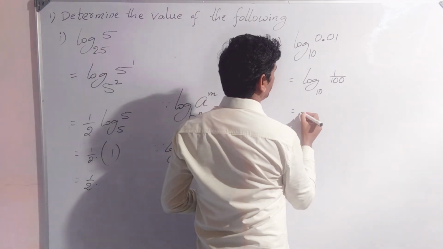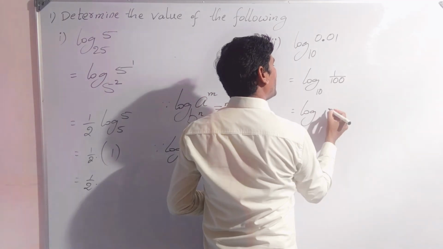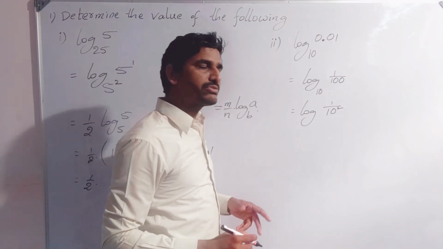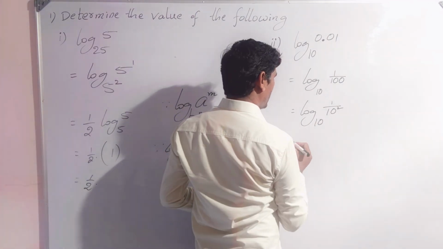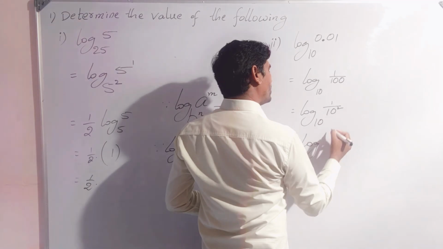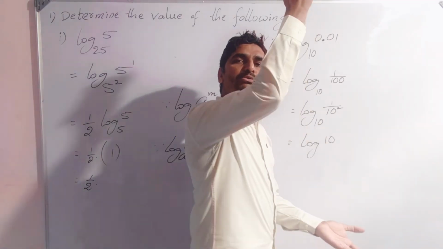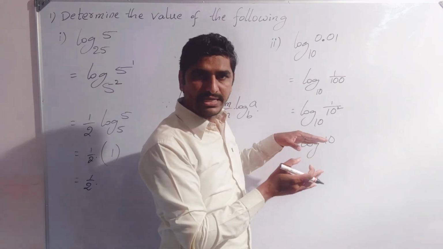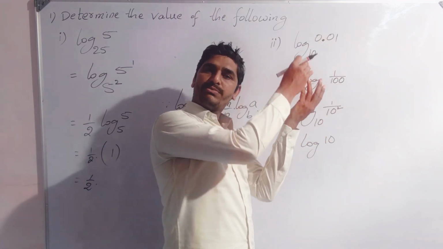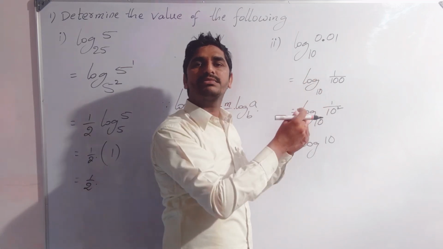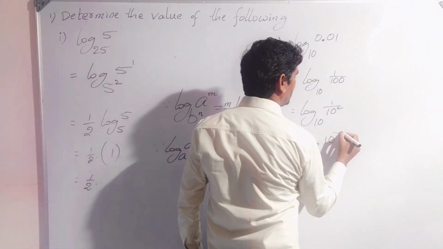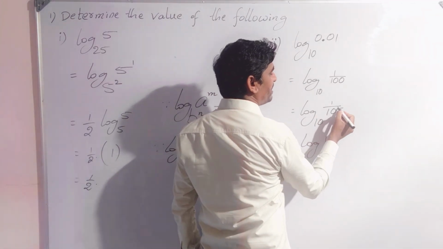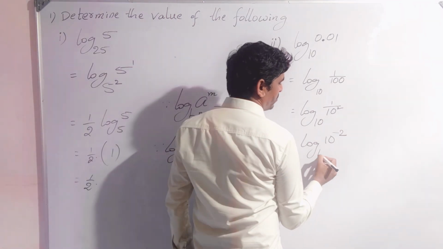Now, logarithm of 1 by 100 can be written as 1 by 10 square, since 100 can be written as 10 square, to the base 10. Now 10 square is in the denominator. If we take it to the numerator, its power changes sign. 10 to the power minus 2. Logarithm of 10 to the power minus 2 to the base 10.